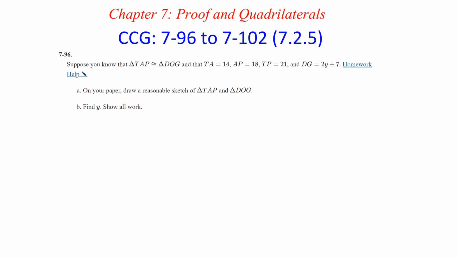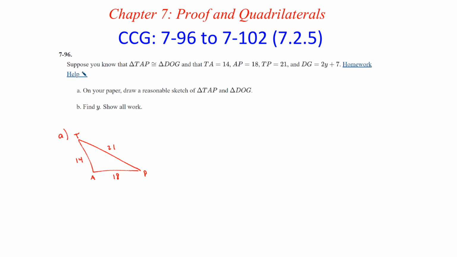Question 96. Suppose you know that triangle TAP is congruent to triangle DOG, and that TA has a measure of 14, AP has a measure of 18, TP has a measure of 21, and DG is equal to 2y plus 7. On your paper, draw a reasonable sketch of triangle TAP and triangle DOG.